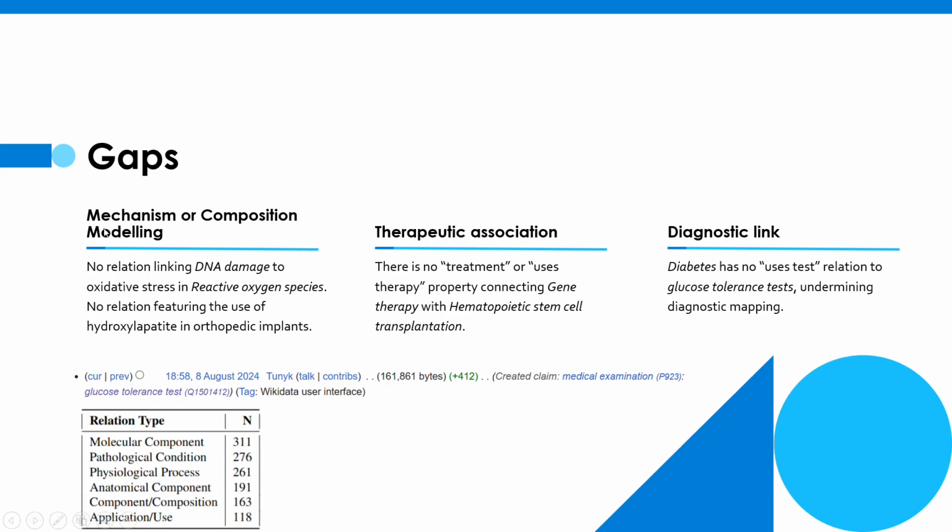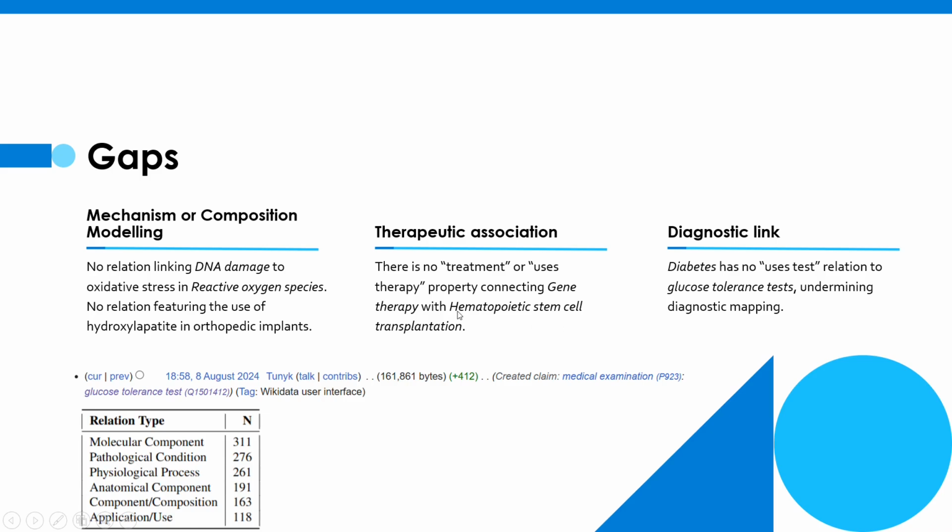So actually what we have found is that there are mechanism or composition modeling issues. For example, no relation linking DNA patch to oxidative stress in reactive oxygen species in Wikidata. For example, there is no relation featuring the use of hydroxyapatite in orthopedic implants. There's also a lack of therapeutic association relationships. We have a set list of treatments, but no link between them.